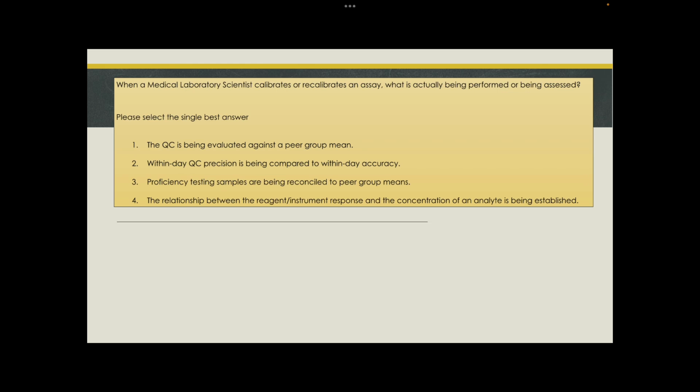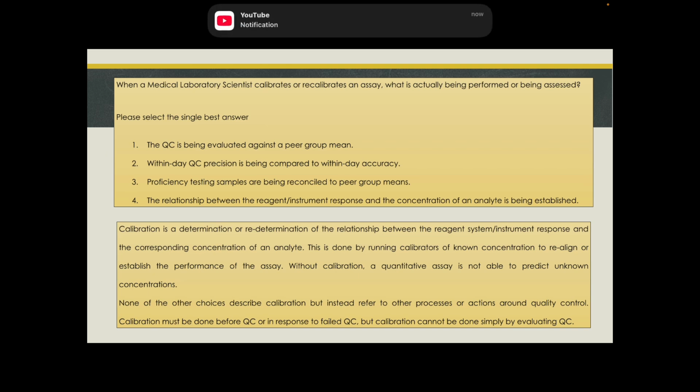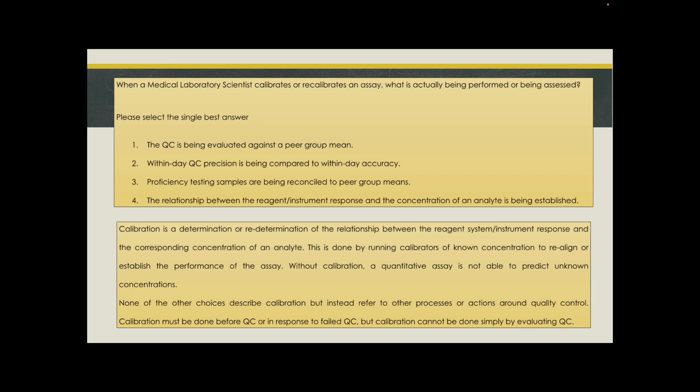The answer. Calibration is a determination or redetermination of the relationship between the reagent system/instrument response and the corresponding concentration of an analyte. This is done by running calibrators of known concentration to realign or establish the performance of the assay. Without calibration, a quantitative assay is not able to predict unknown concentrations. None of the other choices describe calibration, but instead refer to other processes or actions around quality control. Calibration must be done before QC or in response to failed QC, but calibration cannot be done simply by evaluating QC.